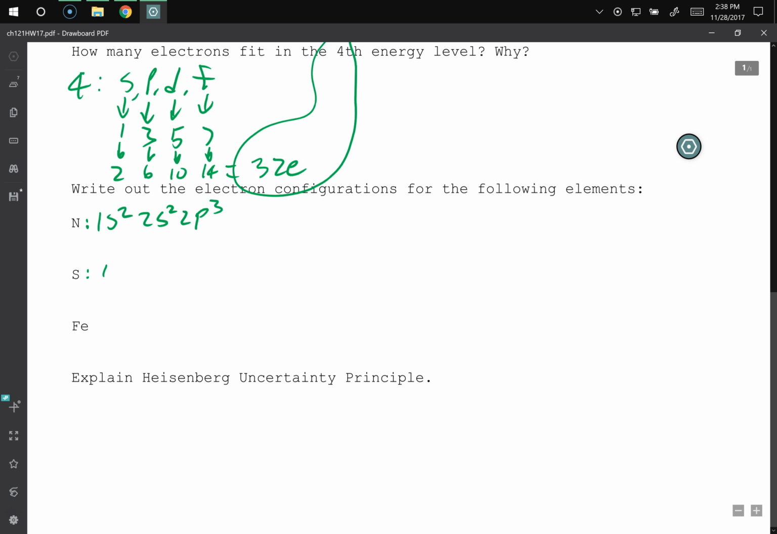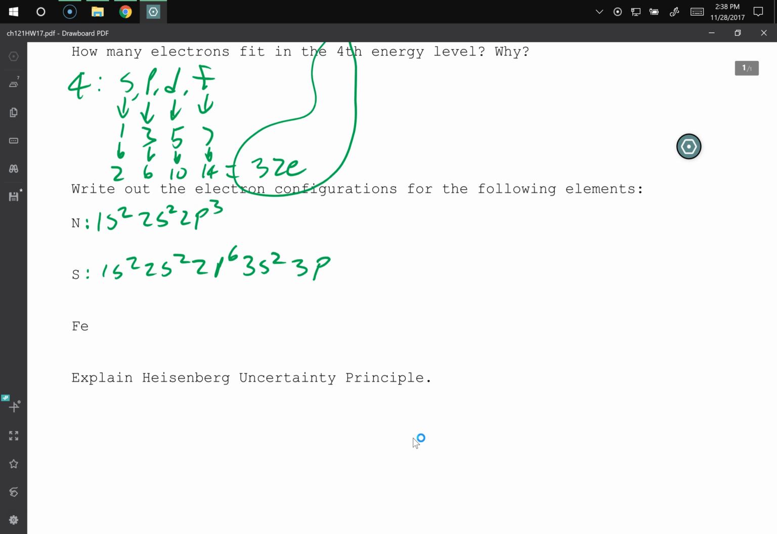So now I've got sulfur: 1s2, 2s2, 2p6, 3s2, 3p4. You good with 4? It's right below oxygen, so it's p4. And then you see 2 and 2 and 6 gives us 10, and 2 more, 12, and 4 more, 16, and sulfur's element number 16. And it's in the third row, the p block, and the 4th column over.